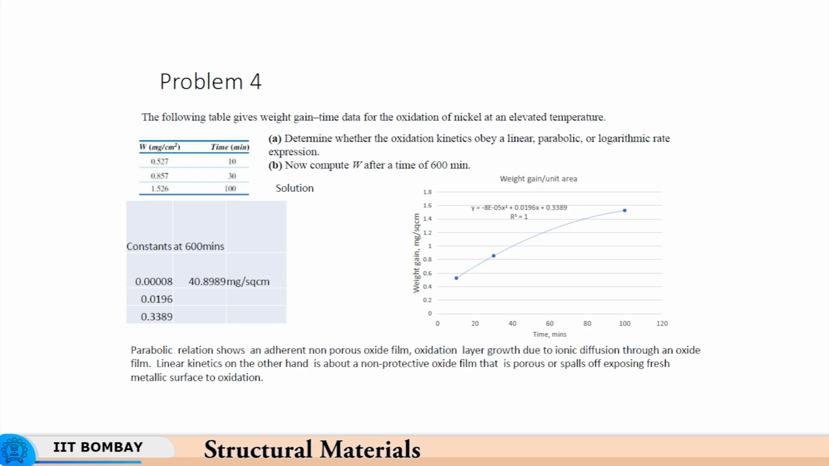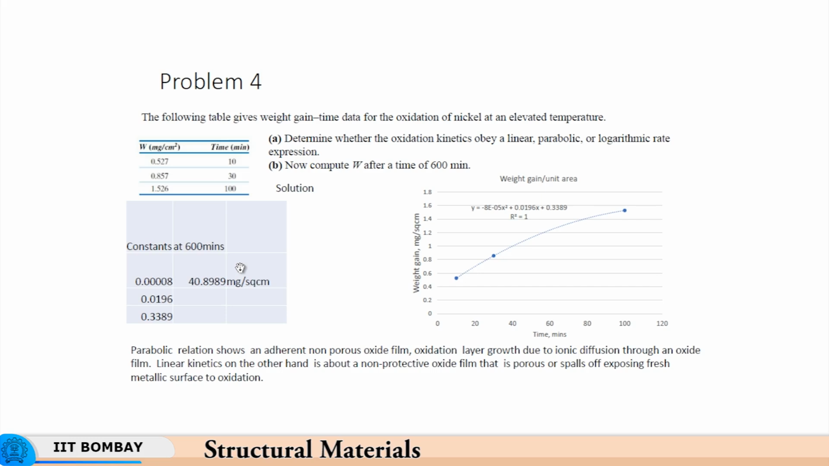Okay. So, you see that if a parabolic rate of oxide growth is observed, then there is an adherent non-porous oxide film that is formed. So, basically we would like a parabolic rate of reaction. However, if it is linear, then it is a non-protective film that is porous, or it falls off, exposing fresh metallic surfaces to oxidation. So, we would not like to have a linear rate of oxidation, we would like a parabolic rate of oxidation.